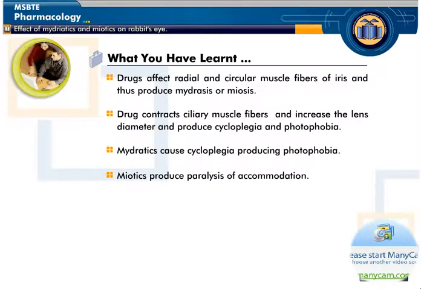You have learned that drugs affect the radial and circular muscle fibers of the iris and thus produce mydriasis or miosis. Drugs affect ciliary muscle fibers and increase the lens diameter and produce cycloplegia and photophobia. Mydriatics cause cycloplegia, producing photophobia. Miotics produce paralysis of accommodation.